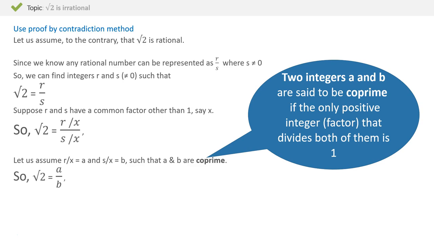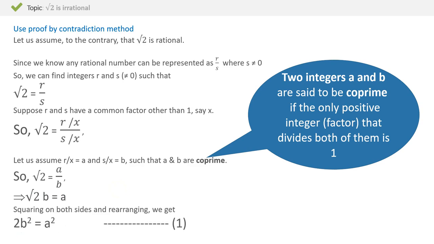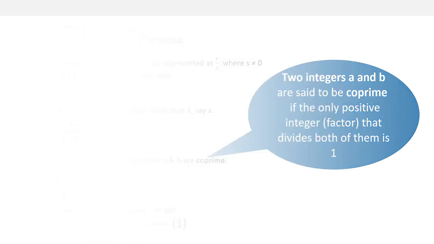Right? So remember, this co-prime is one of the important factors in order to prove square root of 2 is irrational. Now, we can represent the square root of 2 as a by b, and hence square root of 2 multiplied by b is equal to a, and if you square both sides, what you get is 2b square is equal to a square, which then implies 2 divides a square.